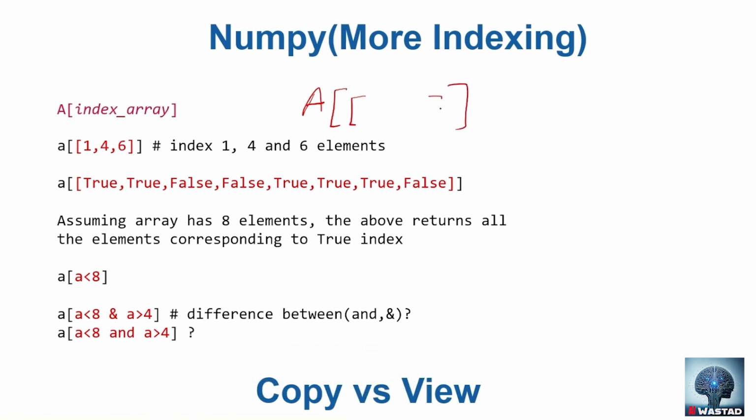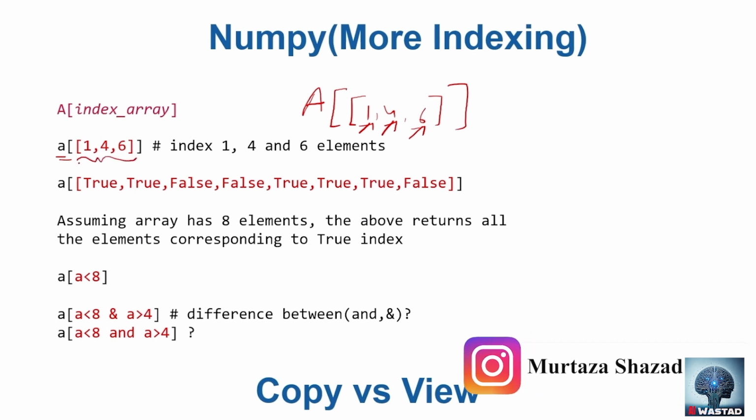an index array inside. For example, let's say A is a one-dimensional array, and then we just give 1, 4, 6. That means pick the element at index 1, pick the element at index 4, pick the element at index 6. So this kind of array inside can be a list or an array that is called an index array. And you can just pick the elements that you want to pick.